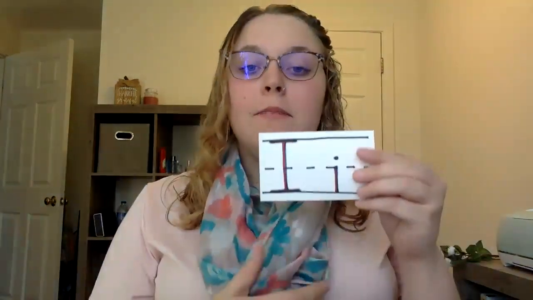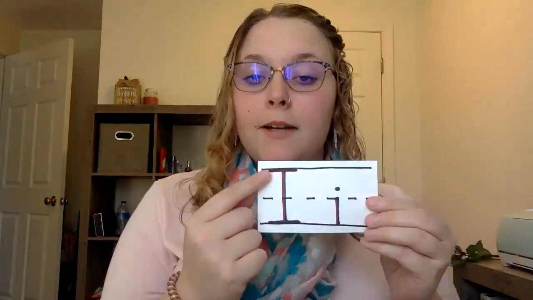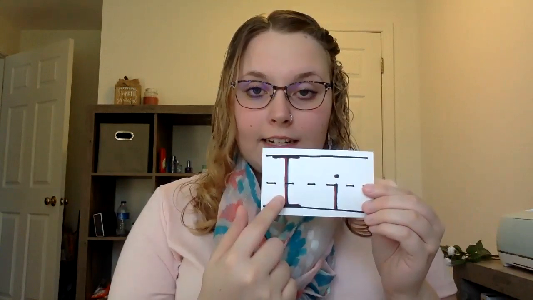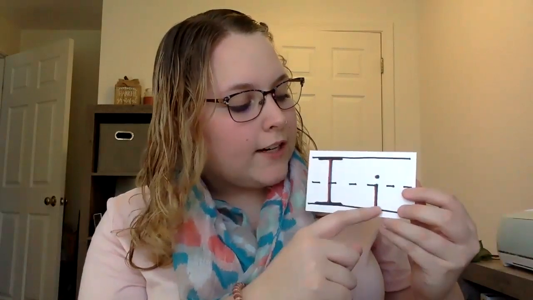After H comes I. For the uppercase I, you're going to make a straight line across, go back to the middle of that line we just made, straight line down, and starting at the bottom, straight line across. For our lowercase i, we're going to start at the middle, straight line down, and make a dot above the line we just made.